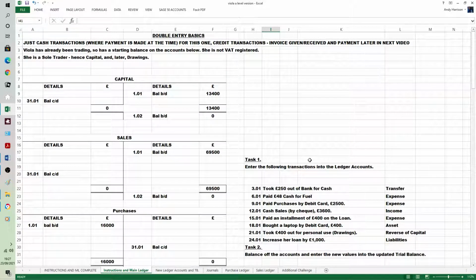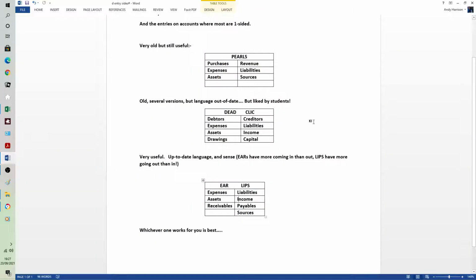So we need to know when to debit and when to credit. So the three most common ways I know of, I have heard a few others, but these are the most useful ones. PEARLS, very old. It means on the debit side, purchases, expenses and assets. So that is either for the trial balance or purchases and expenses. You'll only see entries on the debit side. Revenue, liabilities, sources, so revenue means sales usually. Those are normally credit entries in any T account and also on the trial balance.